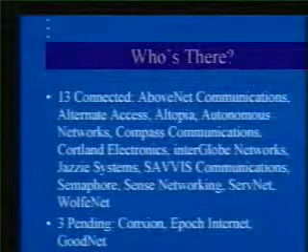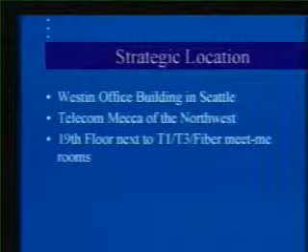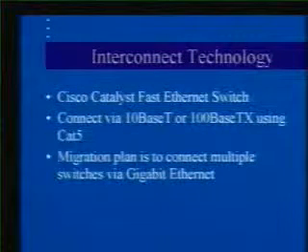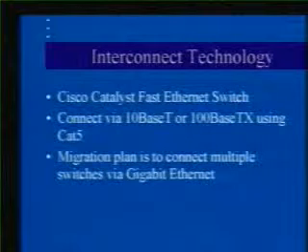A number are nationals, and then many are local providers in the Seattle area. It's in the Weston office building, which is the Telco Meca, or at least one of them in the Northwest. We're actually using donated or contributed Catalyst equipment right now. Connect speeds are 10 and 100 megabit Ethernet.